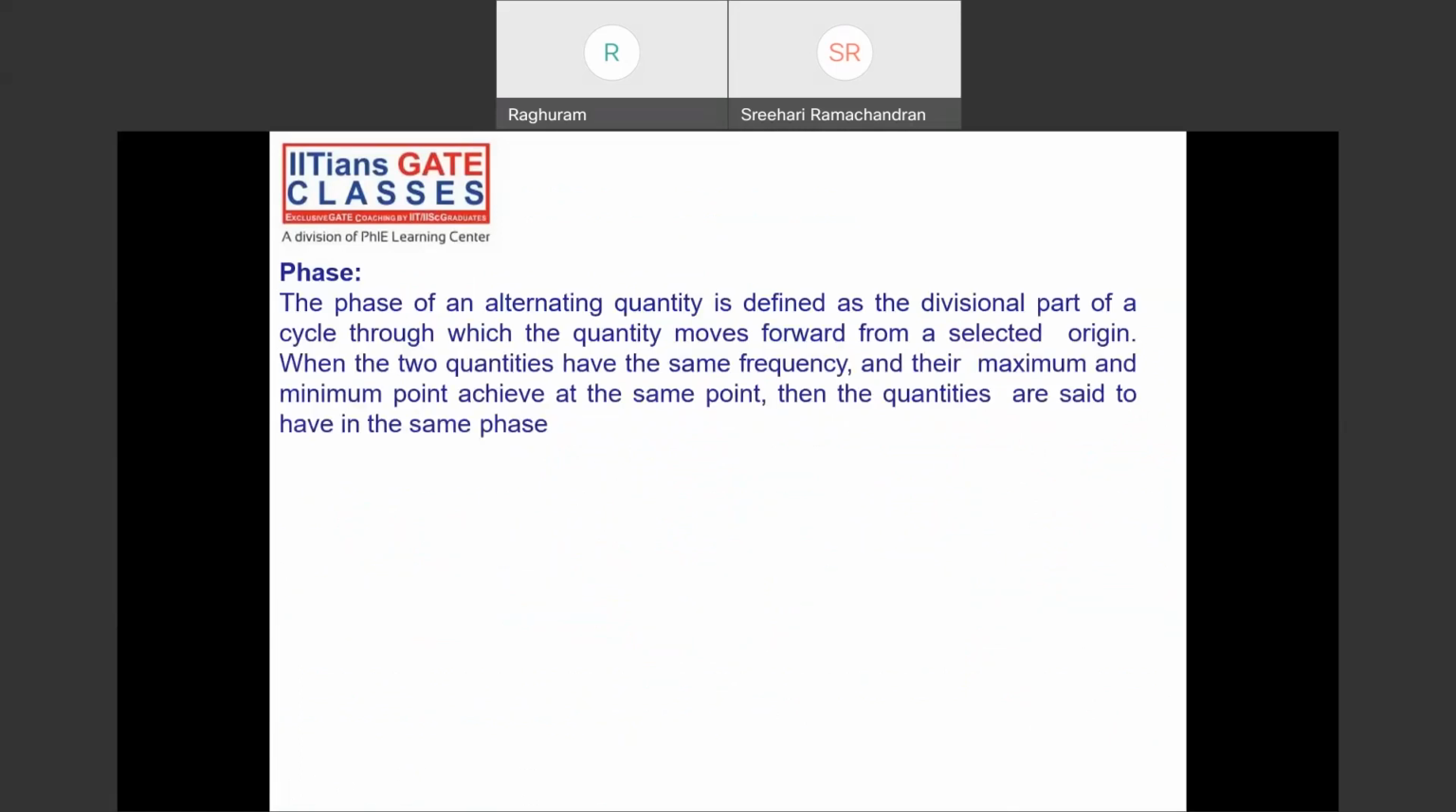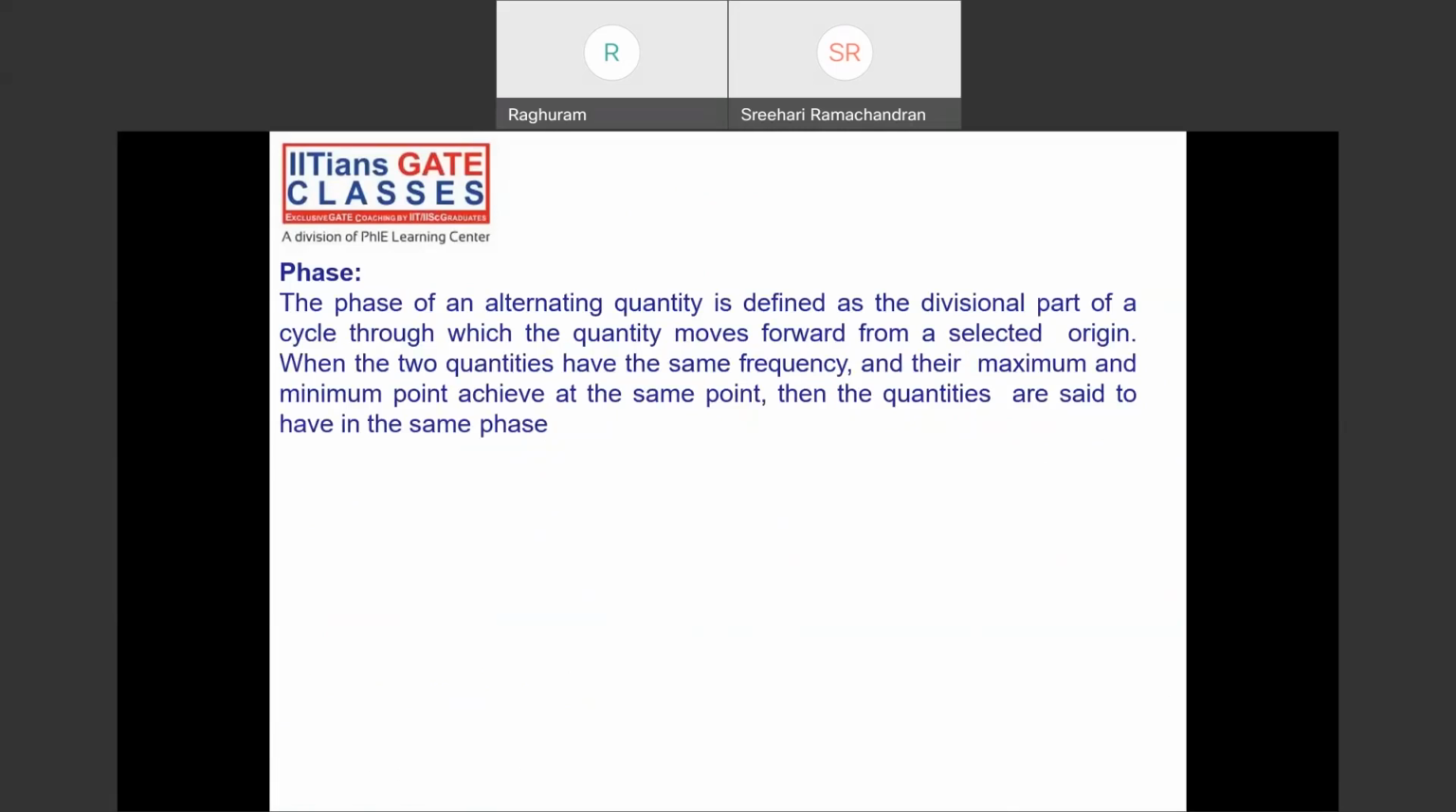Next, phase. The phase of an alternating quantity is defined as the divisional part of a cycle through which the quantity moves forward from a selected origin. When two quantities have the same frequency and their maximum and minimum points are achieved at the same point, then the quantities are said to be in the same phase.